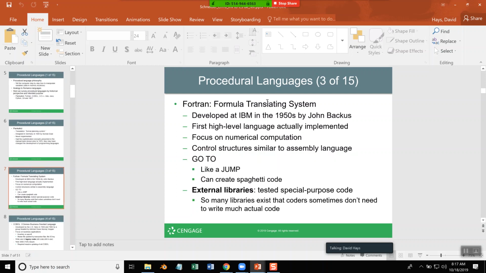Fortran stands for Formula Translating System, developed at IBM by John Backus. First high-level language actually implemented, focus on numerical computation, control structure similar to assembly language, has a go-to like a jump, can create spaghetti code. So that's probably true of anything. You can create spaghetti code in about any language.